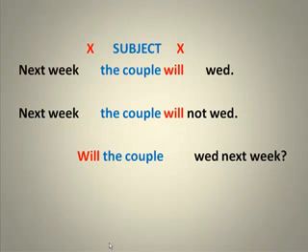Next week, the couple will wed. I just threw this in to show you that actually, even when there's words in front of the subject, when we make that yes or no question, we know where the will belongs. Next week, the couple will wed, the couple will not wed. Will the couple wed next week? In fact, very often we take those words that come before the subject and move them to the end when we form that yes or no question. And in this case, the couple is the subject.